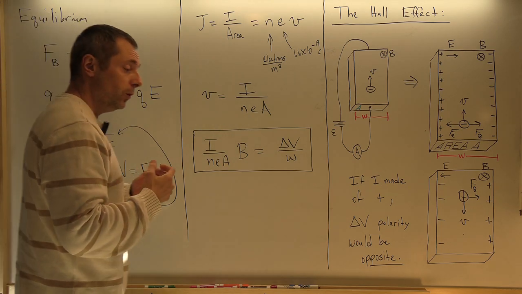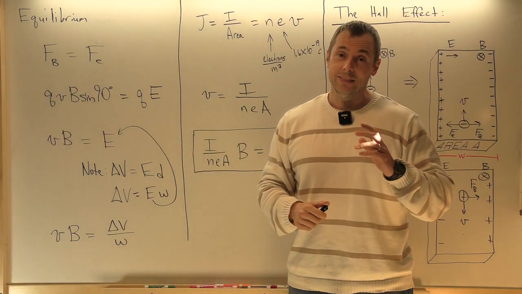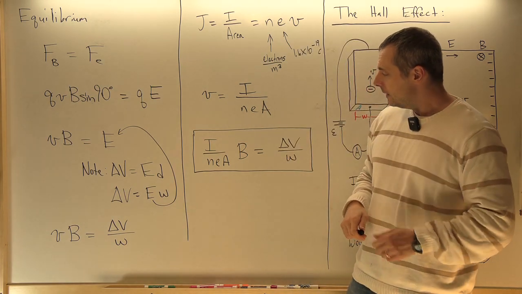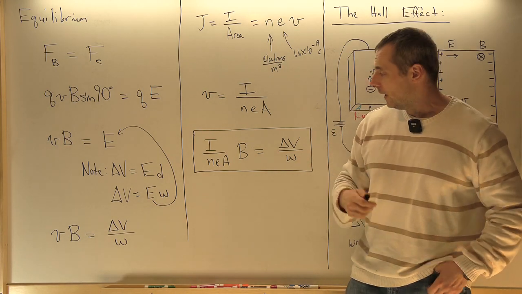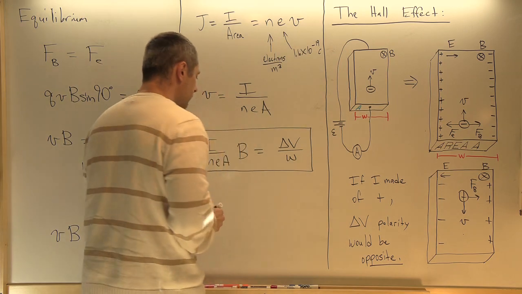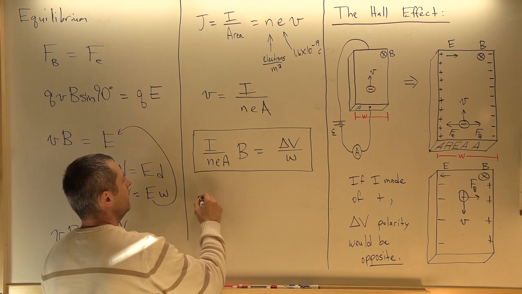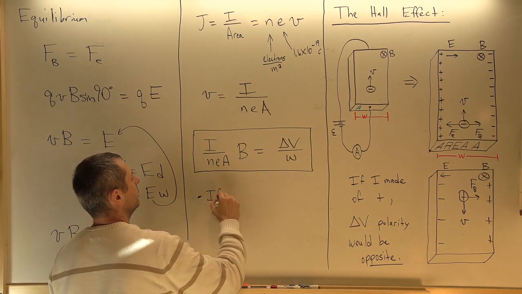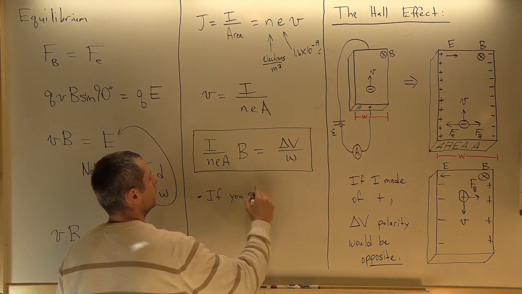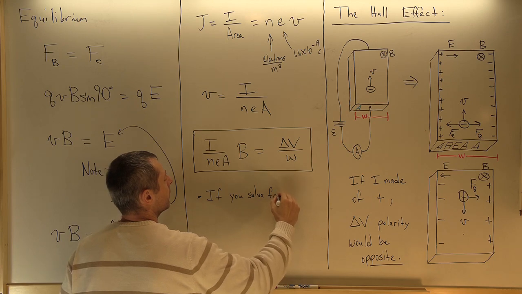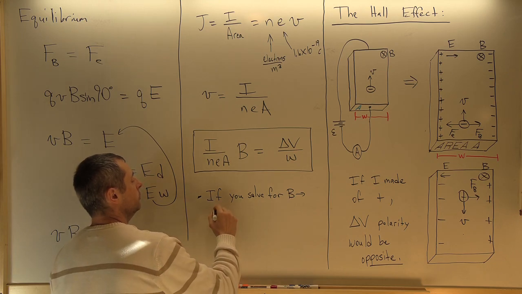All right, so why is this important? Well, one, it might be important for you in May on the AP. You might have to do this as part of the curriculum. But in terms of humanity, what did it allow humanity to figure out? Well, in addition to the electrons being the things that carry charge, if you solve this equation for B, what you have is what's called a Hall probe.